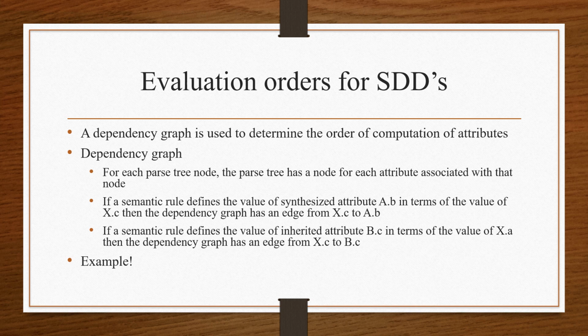So it is dependent on the child, right? From child to parent, we have one edge. Okay, the arrow mark is towards the parent. If a semantic rule defines the value of inherited attribute B.C in terms of the value X.A, then the dependency graph has an edge from X.A to B.C. Just as we studied, from left to right. So we have an edge. So see the direction, which is dependent on which one. So just draw the edge. Very simple actually. To create a dependency, we have a data structure called the dependency graph. Let me show you with the help of an example.